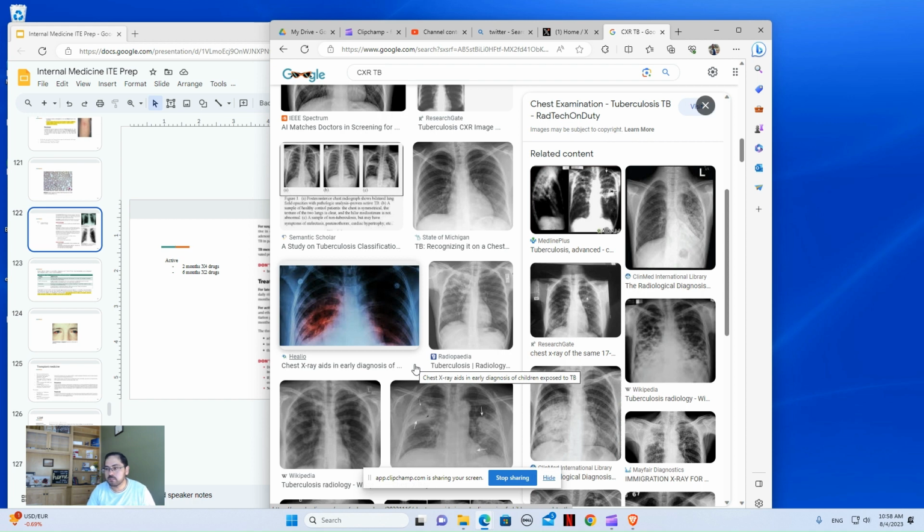The treatment depends on whether the patient is HIV positive or negative. If he's positive, then the treatment will be extended, the duration will be longer. If it's HIV negative, then you need to start with 4 anti-TB medications for 2 months, then 2 medications for 6 months. 4 for 2, then 2 for 6. If it's HIV positive, you extend those 6 months to 9 months.